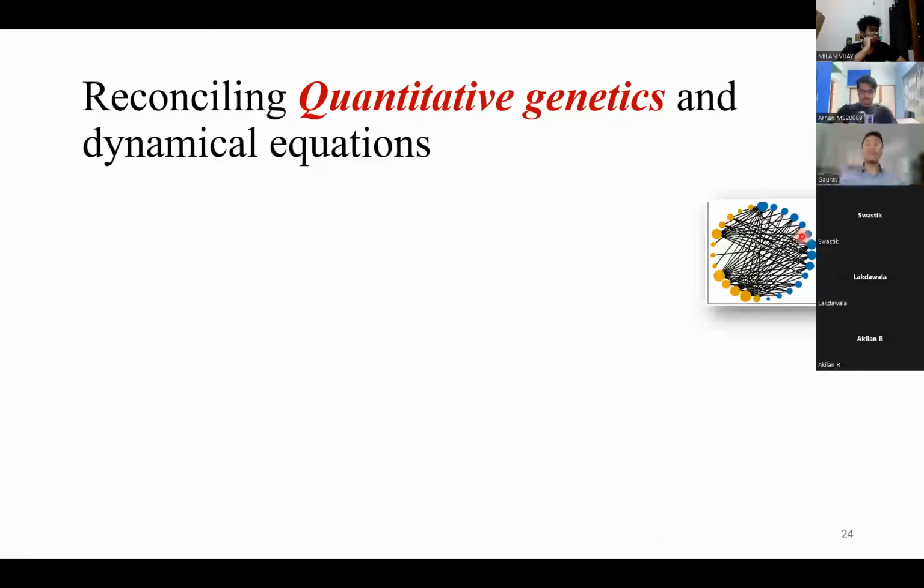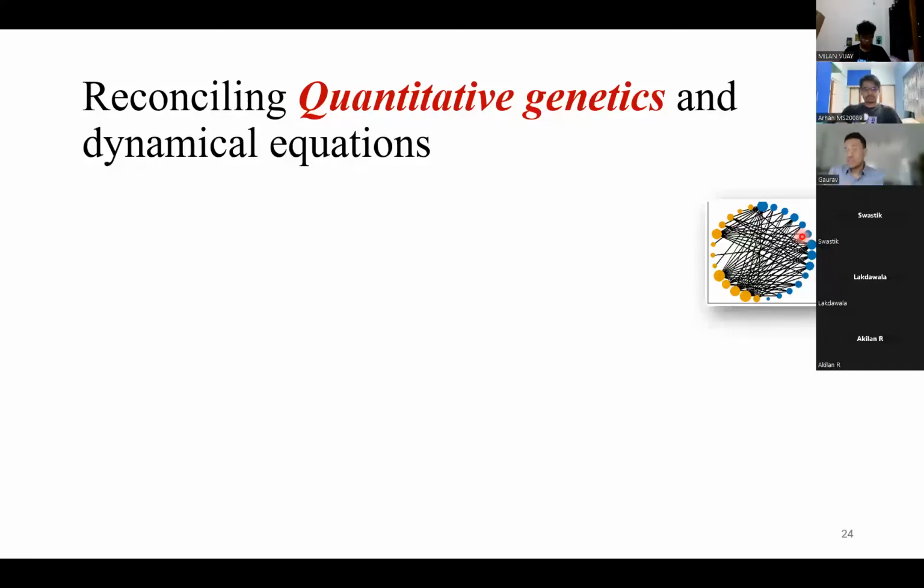So how do we model eco-evolutionary dynamics? What we typically do in such models is reconcile or combine quantitative genetics. Quantitative genetics is a branch of population genetics which deals with quantitative traits, or continuous traits. Now, what are continuous traits? Continuous traits are, for instance, body size or height of humans, where you have a continuous distribution.